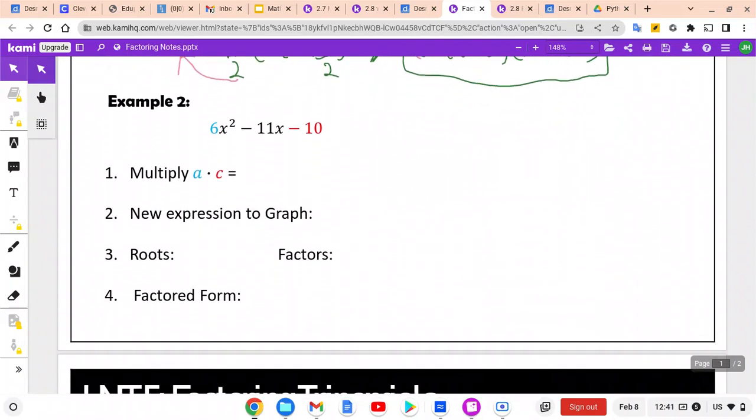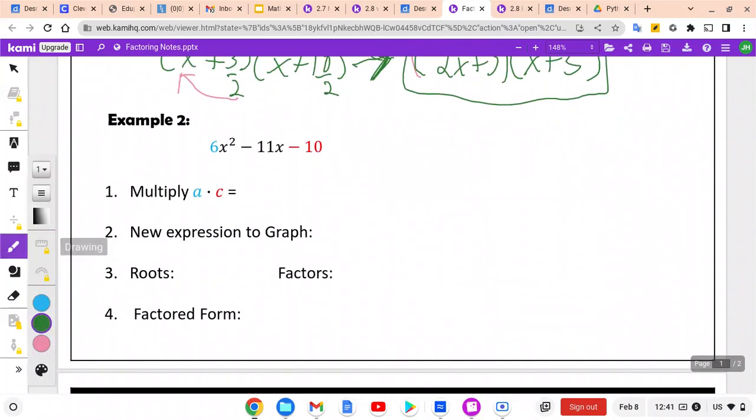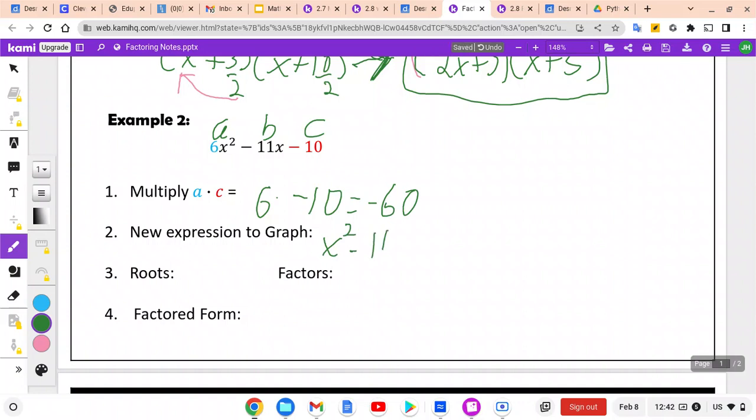So we factored. But we're going to try it again on another example. Here's my A. Here's my B. Here's my C. So A times C will be 6 times, and careful, negative 10. And that yields negative 60.